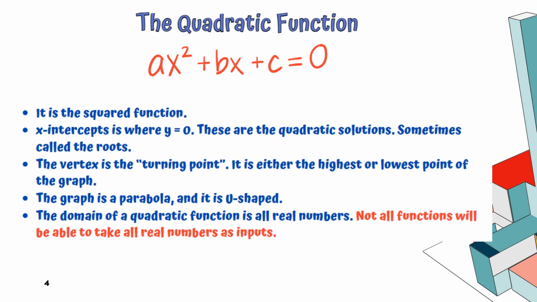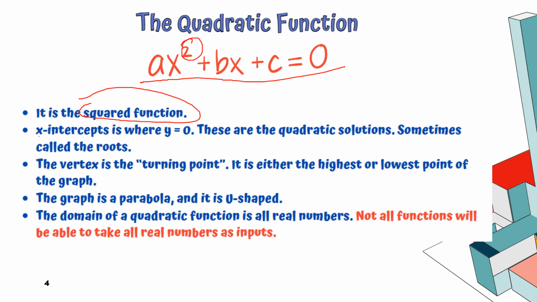So here's our quadratic function. This is our standard form of it. You've got ax squared plus bx plus c is equal to 0. It's always got to be solved for 0. In this course, it will always be solved for 0. But in more advanced courses, you may have to do some manipulation to make this equal to 0. It's the squared function, I've been saying that for a little while. It's a squared function because that x is being squared.